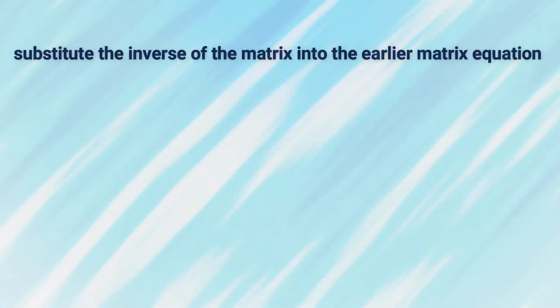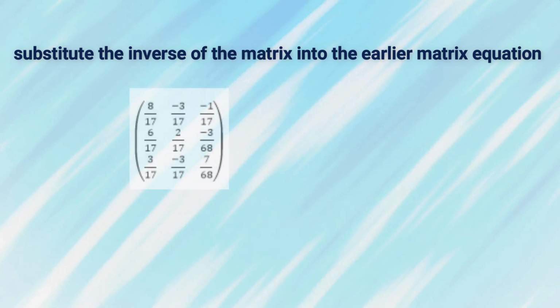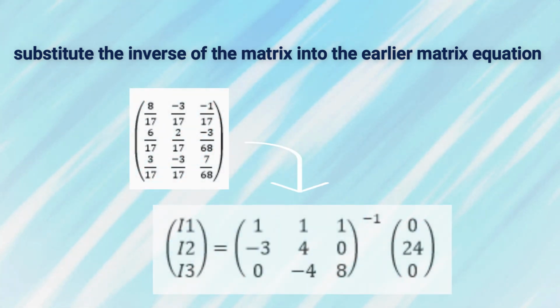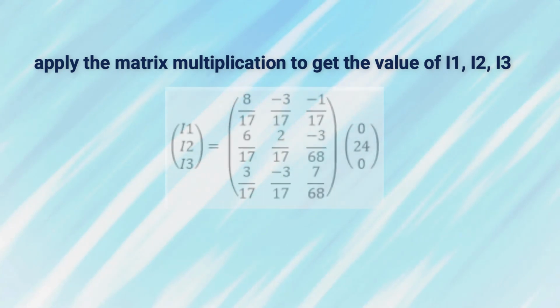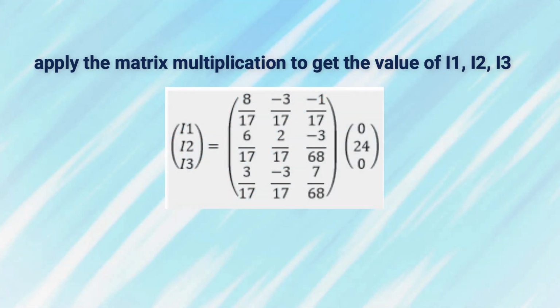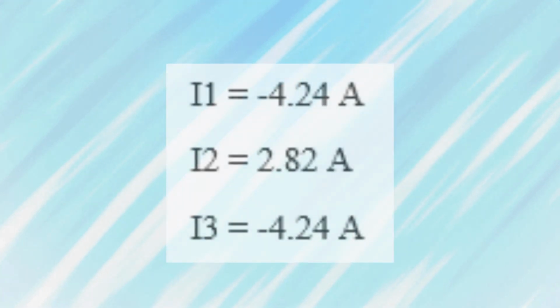So next, we will substitute the inverse into the earlier matrix equation. Then we need to apply matrix multiplication to get the values of I1, I2 and I3. So that's all.